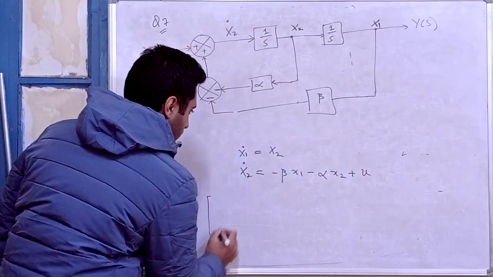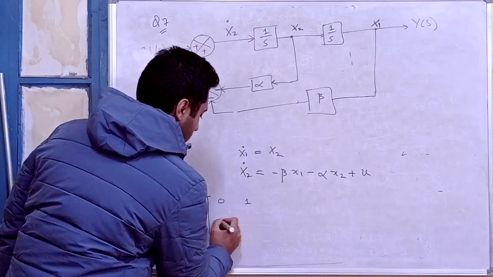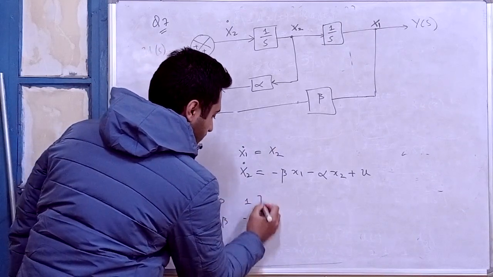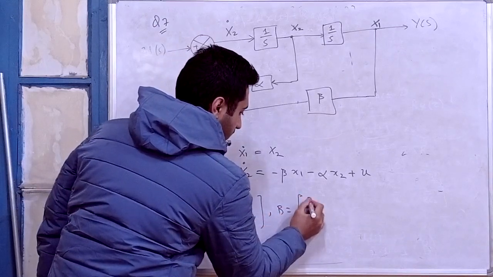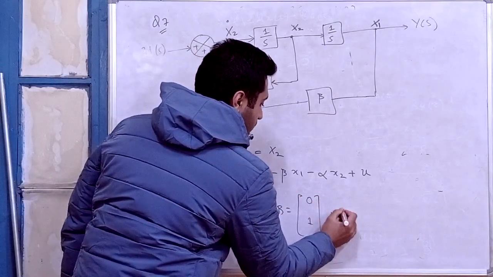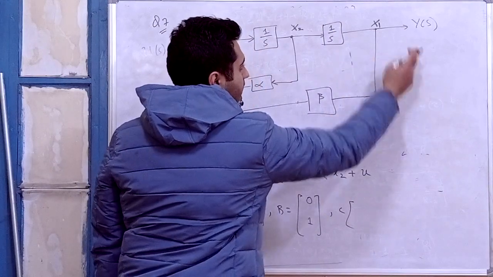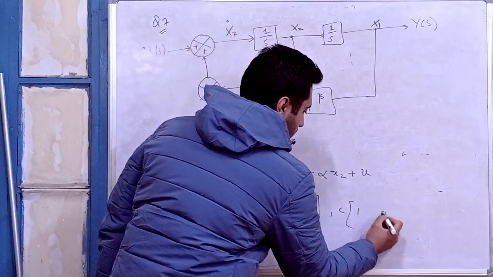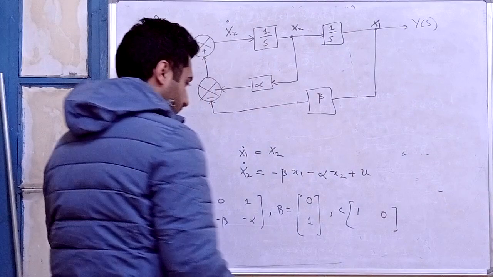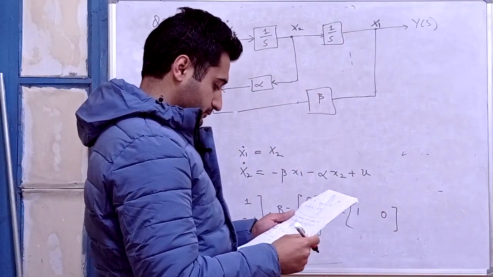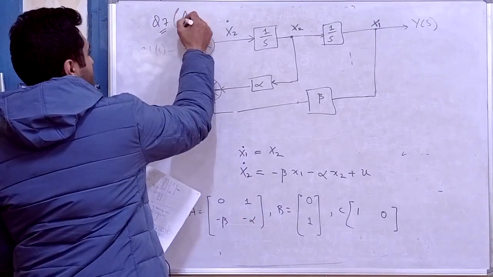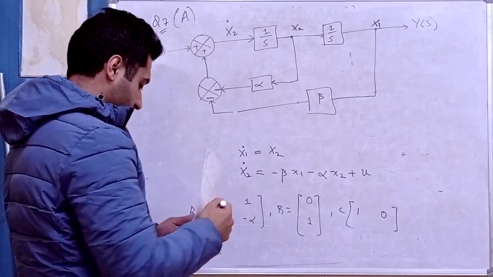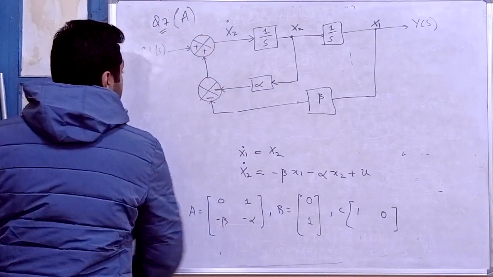So you can have 0, 1, minus beta, minus alpha. This is your A. Your B will be 0, 1. And your C, C is x1, so 1, 0. Okay, so which option is this? This is option A, the correct option for question 7. Option A, this is it, right?